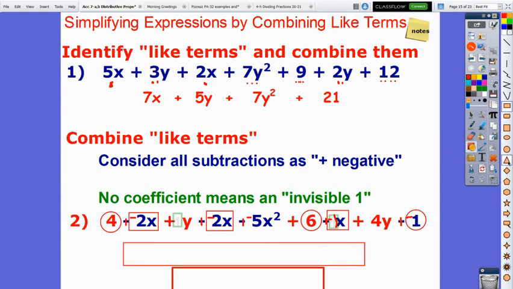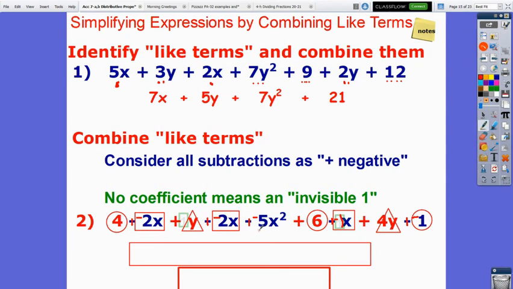And then y terms. So there's a plus 1y and plus 4y. And then there's the last one there, 5x squared all by itself. There are no other terms left. All right, so now we're going to combine the like terms to simplify this expression.